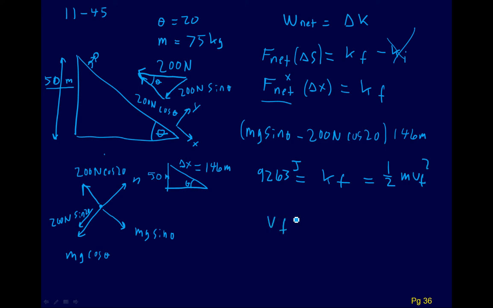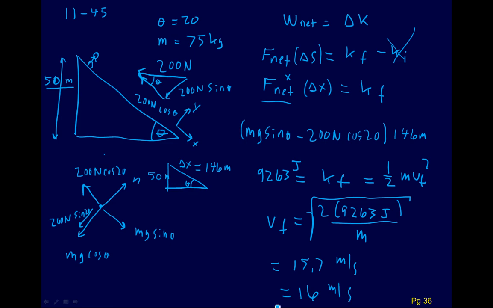If you go through and solve for the velocity final, it'll be 9263 joules times 2 divided by the mass of 75, square rooted. Let me go through and do that: times 2 divided by 75, square root of the answer. I get 15.7 meters per second, which rounds up to 16 meters per second here. So in problems like this, typically what you want to do is take that horizontal 200 and split it up into x and y of the incline.